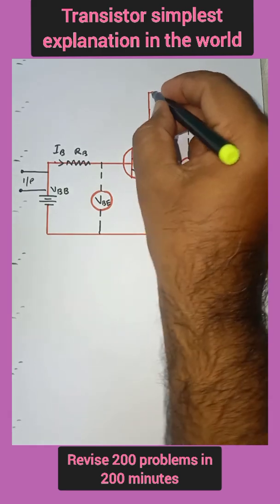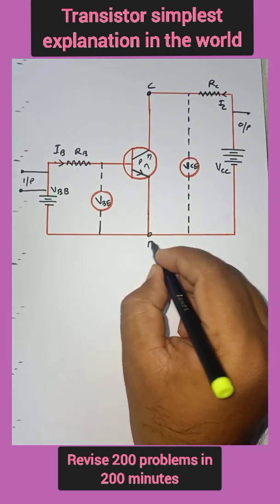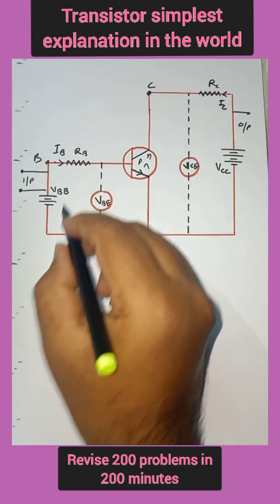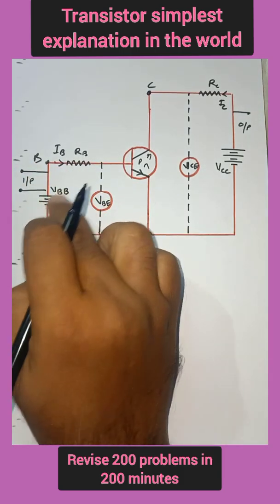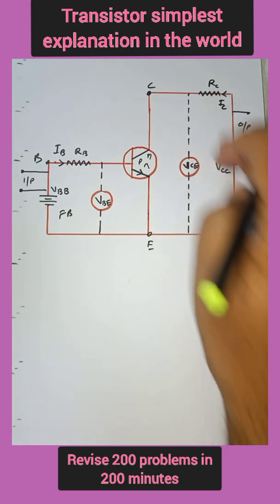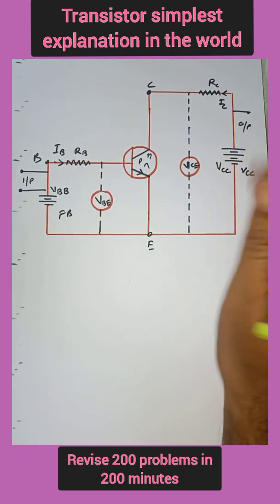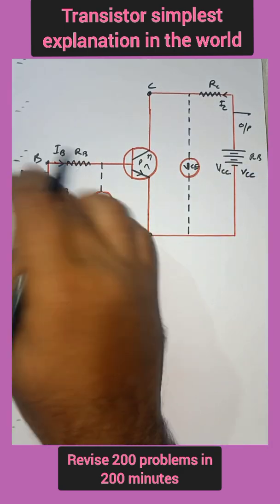You all know that this is the collector terminal, this is the emitter terminal, and this is the base terminal here. So now the base-emitter junction is forward biased by VBB, and the collector-emitter junction is reverse biased, which is taken as VCC here. This is used to reverse bias the circuit and this is used to forward bias the circuit.